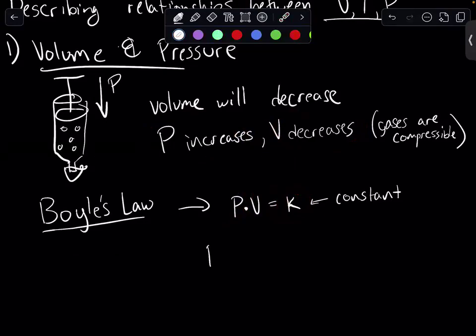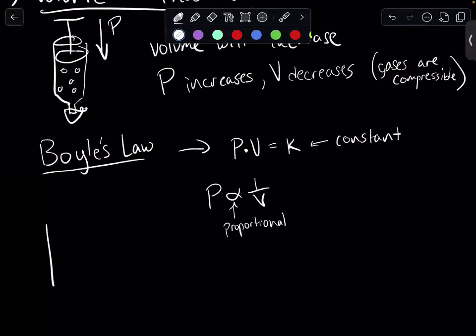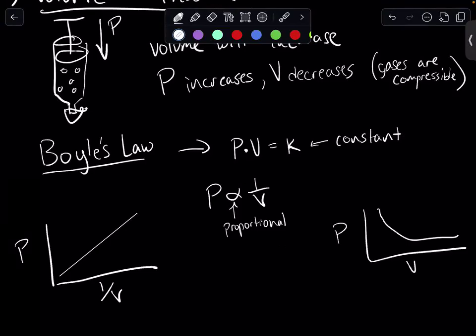So what we say is that pressure, and this little symbol means proportional, pressure is proportional to the inverse of volume. So if we were to graph pressure and 1 over volume, we would get a straight line. But if we were to graph pressure over volume, we would get this sort of curve. And that's not a great curve, but like that. When pressure is high, volume is low. When volume is high, pressure is low. And so we kind of see this sort of graph.